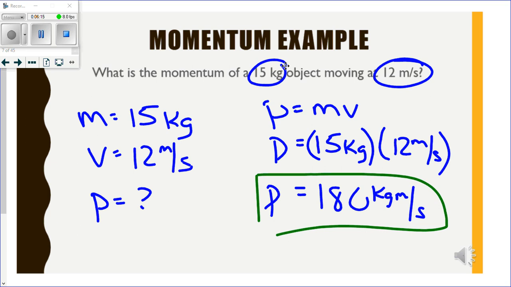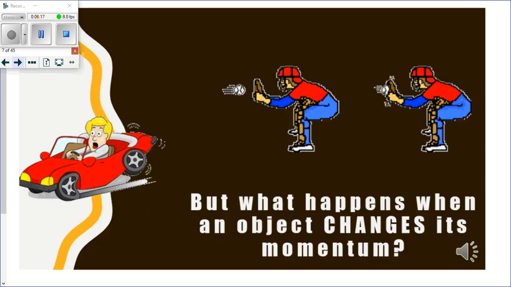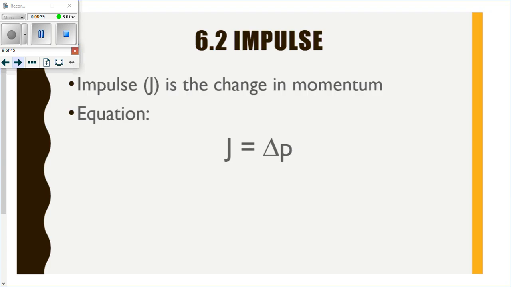So now we've talked about momentum, we've talked about how to calculate it, but what happens when an object changes its momentum? We see this all the time. The catcher catches a baseball and slows a fast pitch down to 0 velocity. Or a car coming up to a red light slams the brakes on. Change in momentum, how can we describe that? Well, I'm so glad you asked. This is where impulse comes in.